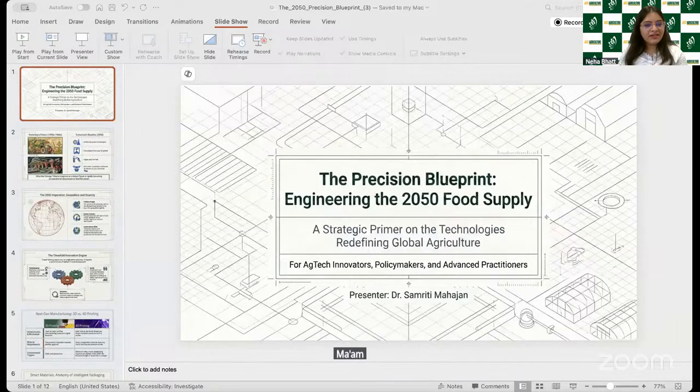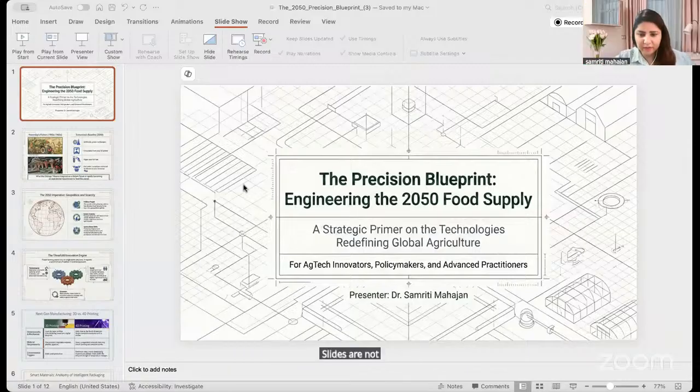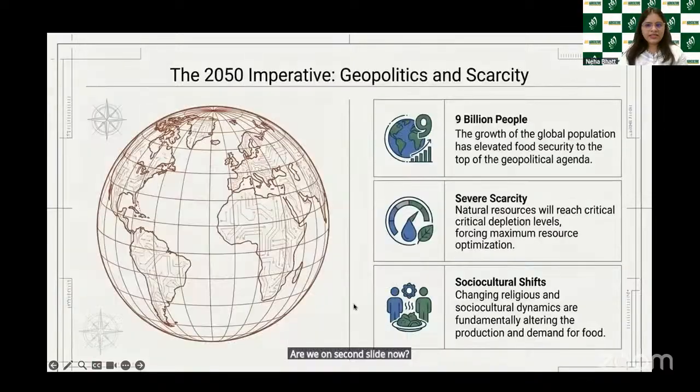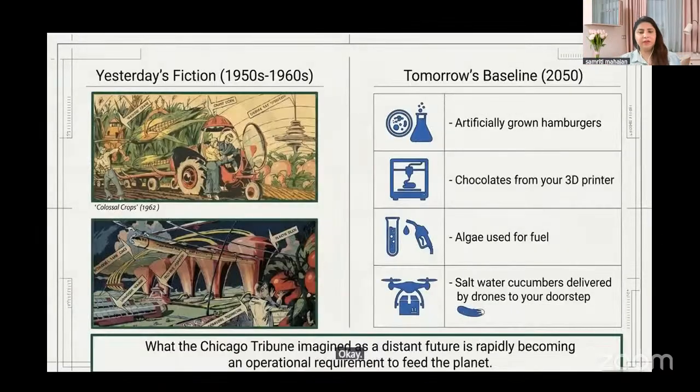Ma'am, I'm sorry to interrupt, but the slides are not moving. Slides are not moving. Yes. Wait. Are we on second slide now? Yes, ma'am, I can see the second one. And now this is the third. This is the third. Yes. Okay. Thank you.